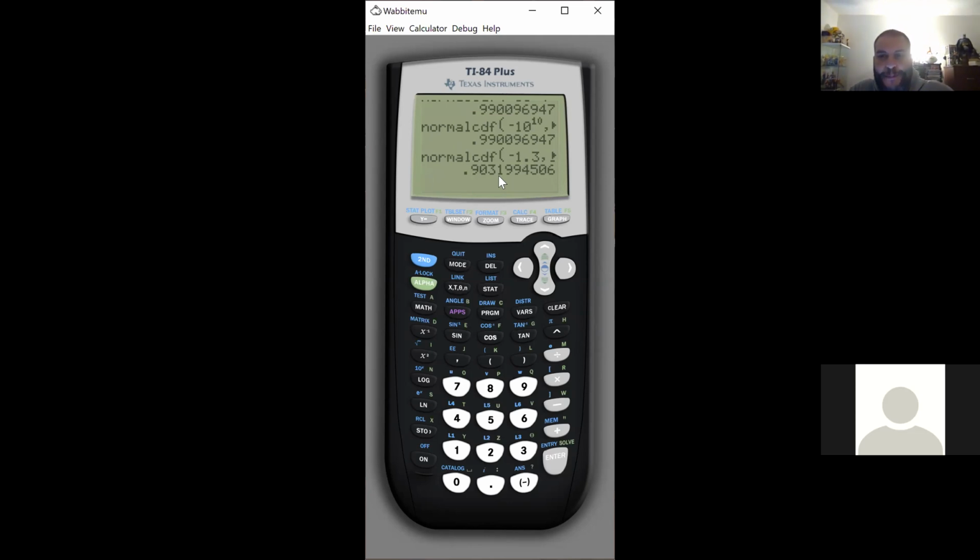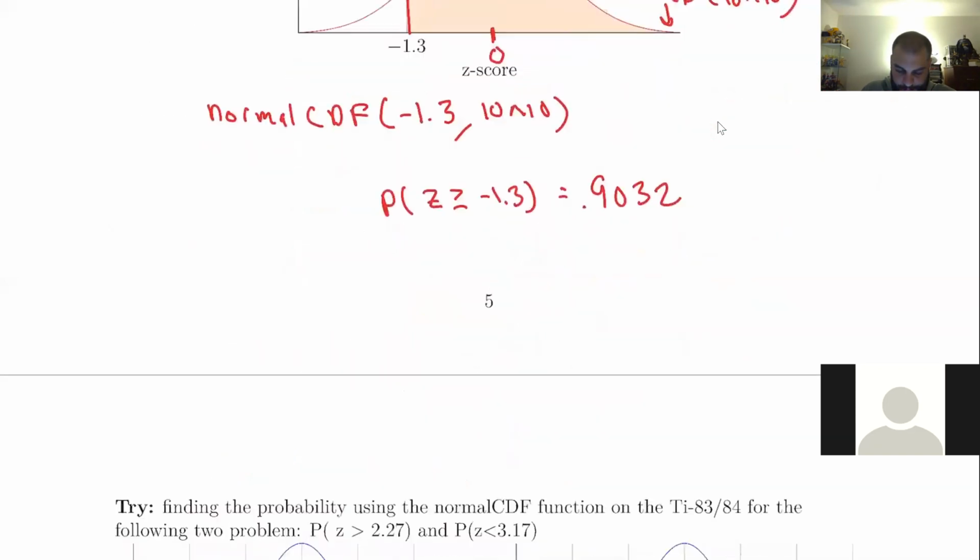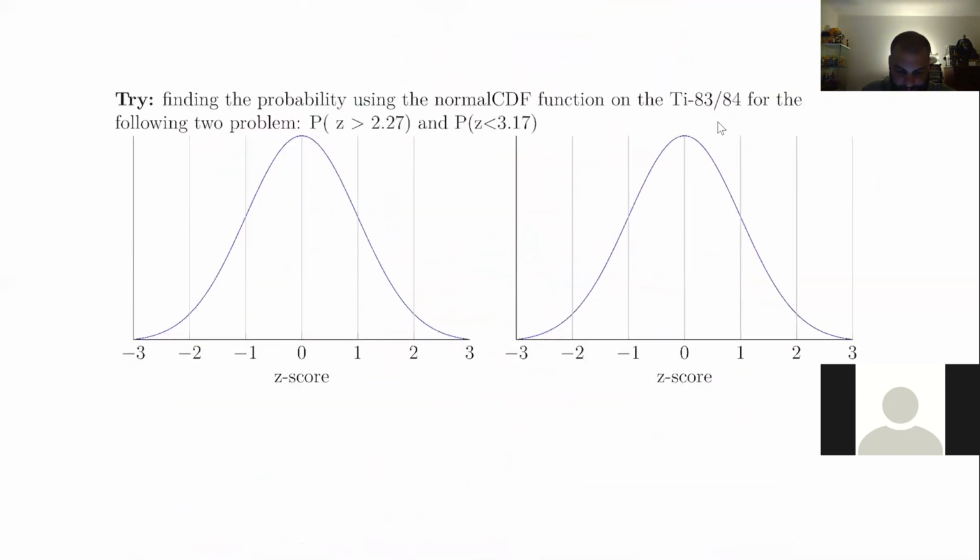All right. And that's it for that second problem for the normal distribution. Any question for that normal distribution? All right, back to the notes. All right, so let's try these out.